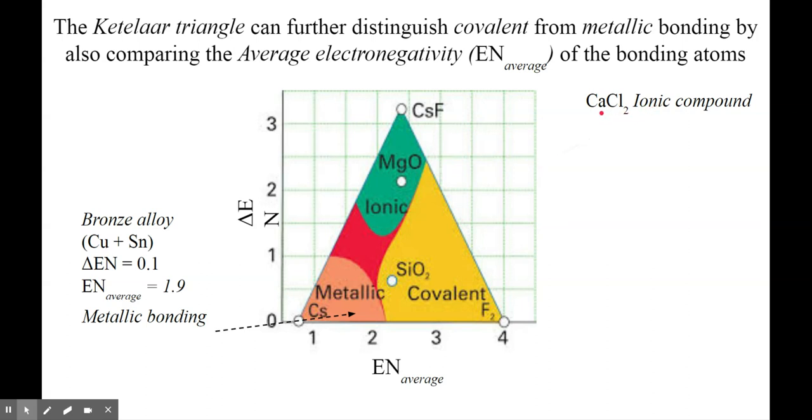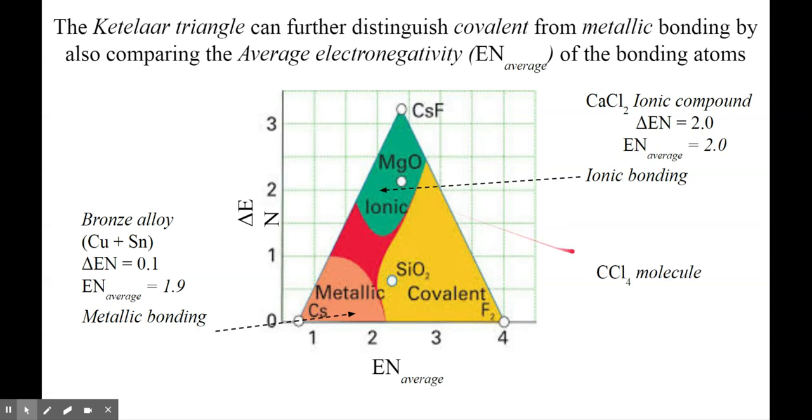Calcium chloride, again, you would look at this and say, oh yeah, metal and nonmetal, that's ionic. Again, here we can see that because it has a difference in electronegativity of 2, and their average electronegativity is 2. And so that, again, puts us in this ionic region.